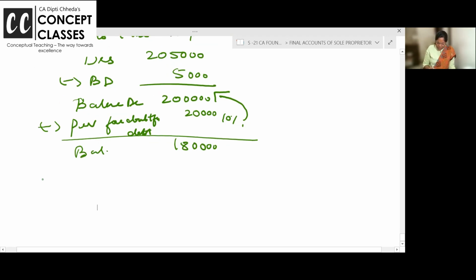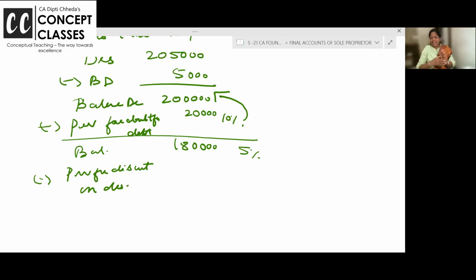1,80,000. Now suppose you have to make a 5% provision for discount on debtors. Out of 180, some may ask you at the last moment for a discount: Sir, we will pay you on time, before time. We will make a one-time payment, give us a little more discount. So we want to make a 5% discount. On what will we make the 5% discount? On the balance after the provision.